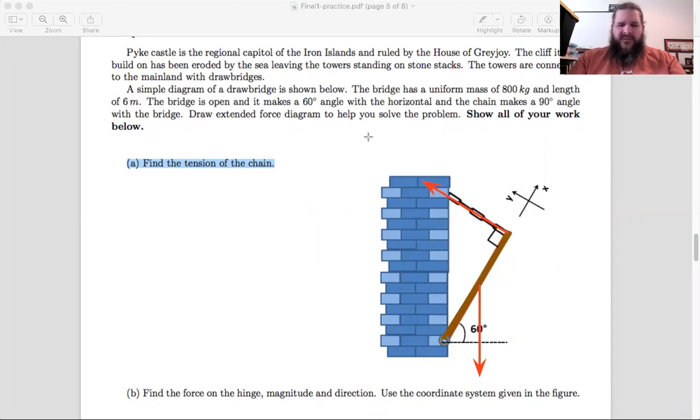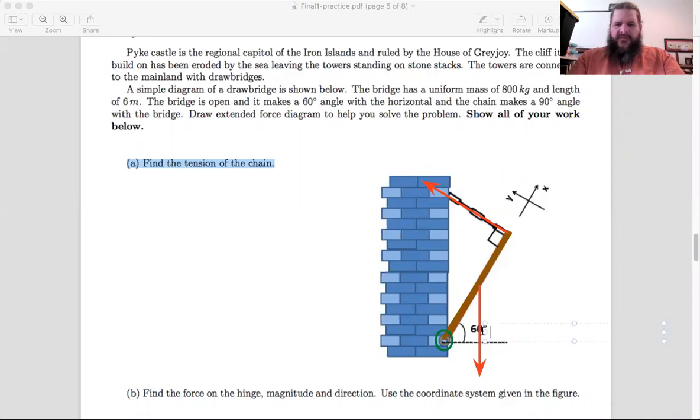And yeah, also a force from the pivot. The thing is, we don't even know which direction the force from the pivot point is in. So I'm just going to say there's some unknown force. And let me mark the pivot point as well. Pivot point is the hinge itself. So there's our pivot point.